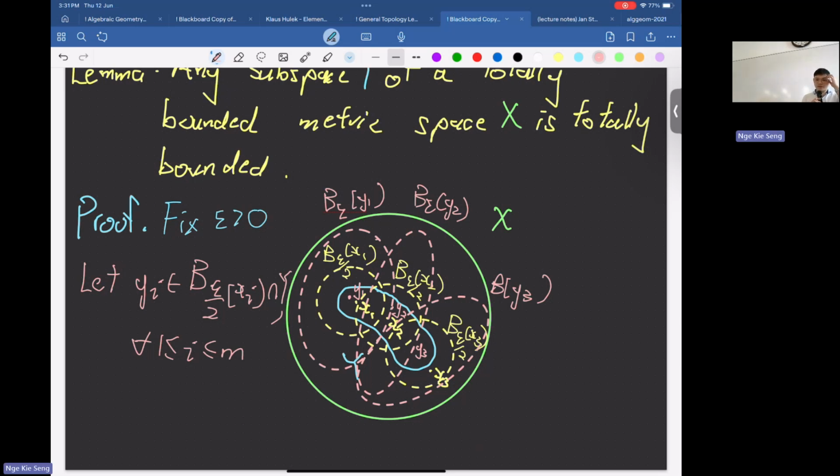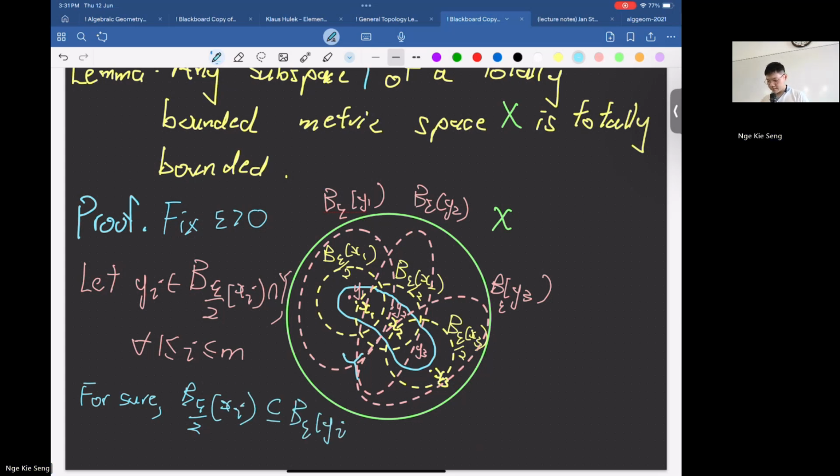Let's see if this is enough or not. Okay, we claim that this is enough. You just take twice as big, it is enough. Same number. So for sure, b of epsilon over 2 of xi surely lives in some b epsilon, because your yi chosen is within epsilon over 2 of xi.